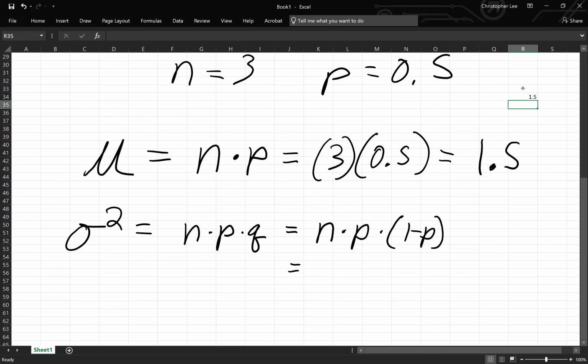So this would be 3 times 0.5 times 1 minus 0.5. A little math, boom, boom, and that's it. Mu is n times p, and q is 1 minus p.